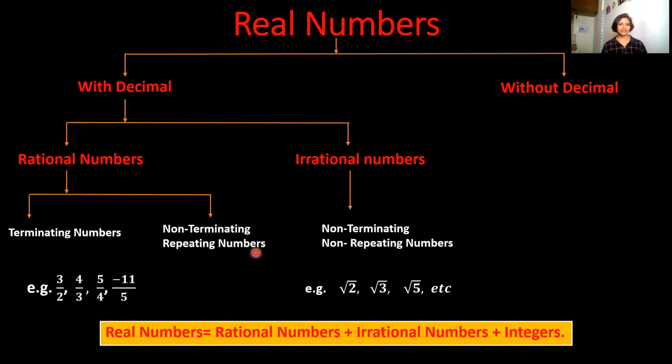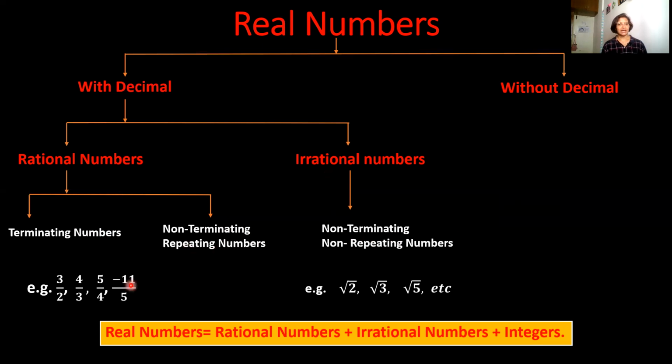Here I am explaining more about rational numbers. So rational numbers are of two types: terminating numbers and non-terminating numbers. Irrational numbers are non-terminating and non-repeating numbers. Rational numbers are terminating numbers and non-terminating, repeating numbers.